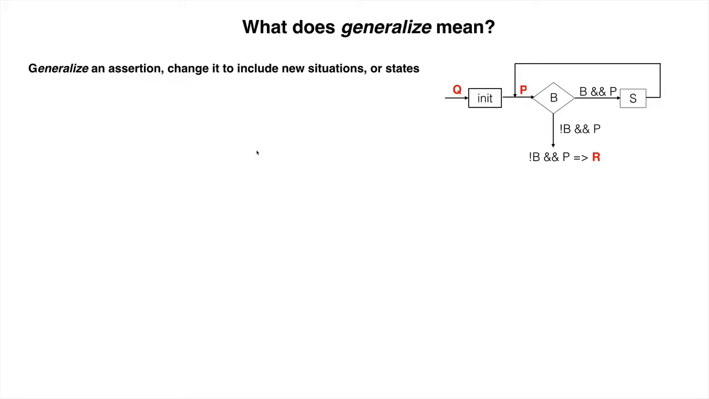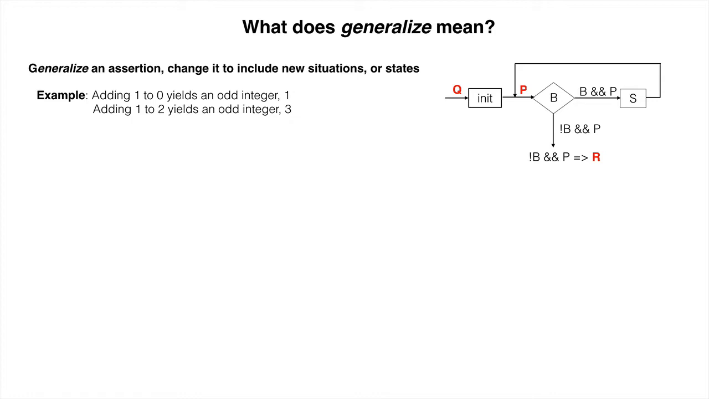Mathematics and computer science often involve the process of generalizing statements. By generalizing a statement, we mean to include new situations or states. Here's an example. A kid observes that adding 1 to 0 yields an odd integer, 1.